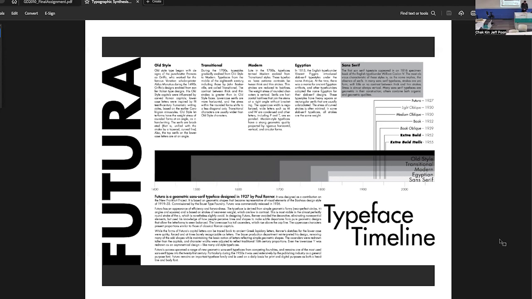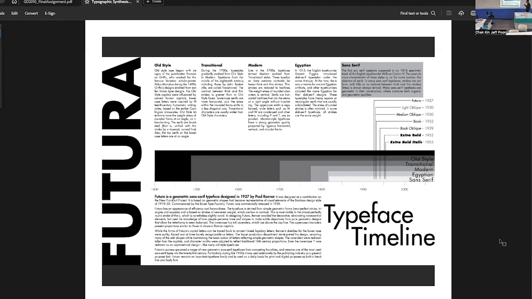Here are the five classifications: old style, transitional, modern, Egyptian, and this is called what? Sans serif. So why is this being highlighted? Because Futura belongs to sans serif. So Futura belongs to the classification of sans serif. Okay, so what's the date of it? This is the date here.